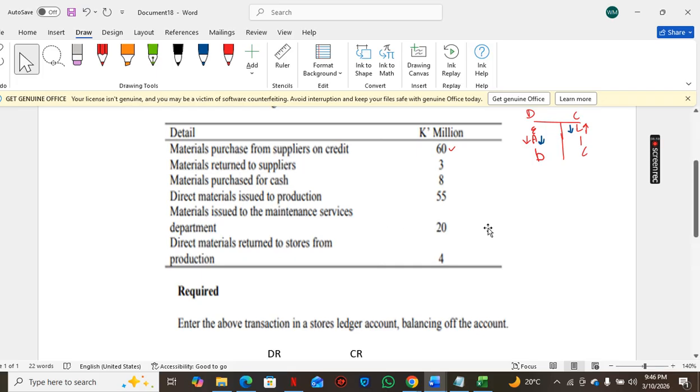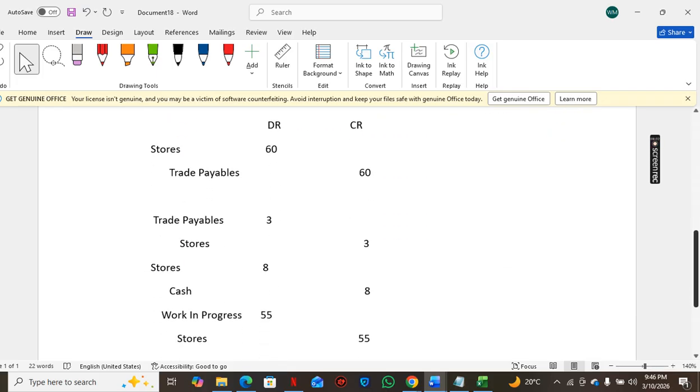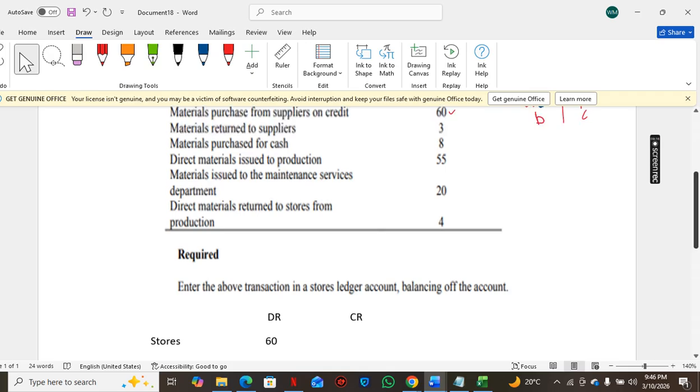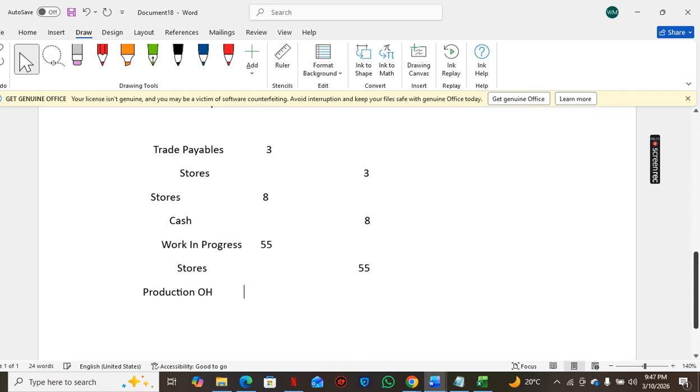So you're going to debit overheads, or production overheads. Now I'm yet to find out what type of account this is, so I'll let you know after I research. 20 million. And then stores, since it's leaving the stores account, so reduction in an asset. 20.